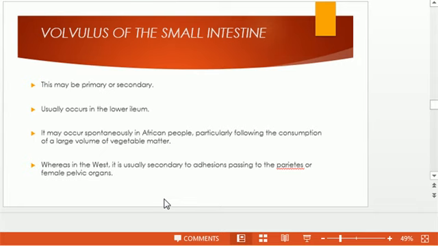It may occur spontaneously in African races, particularly following the consumption of a large volume of vegetable material. Whereas in the West, it is usually secondary to adhesions passing to the parietes from the female pelvic organs. So adhesion of those organs to the parietal peritoneum, the female pelvic organs, leads to volvulus formation in cases in the West.